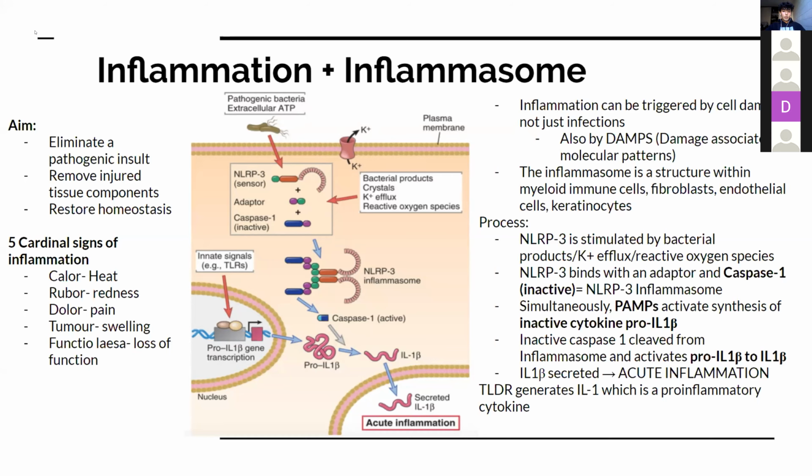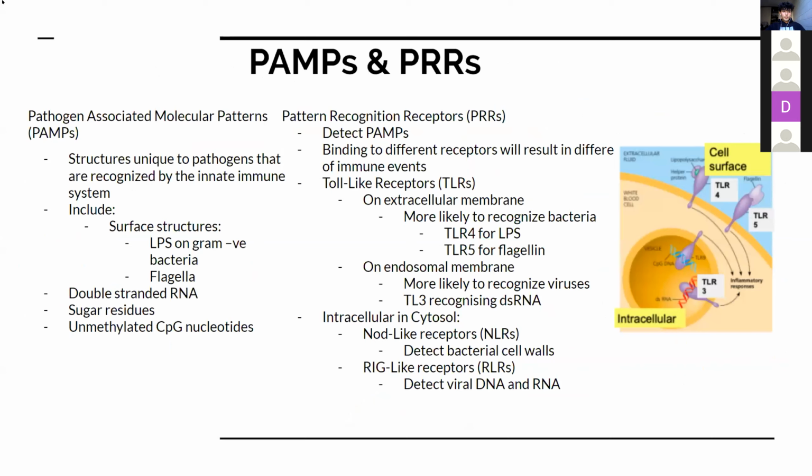All right, cool, let's move on. Regarding pathogen-associated molecular patterns and pattern recognition receptors, PAMPs are structures unique to pathogens that are recognized by the innate immune system. These are things that the pathogens can't really evolve away from. These include surface structures such as lipopolysaccharides on the outer cell walls of gram-negative bacteria, flagella, double-stranded RNA, sugar residues, and unmethylated CpG nucleotides.